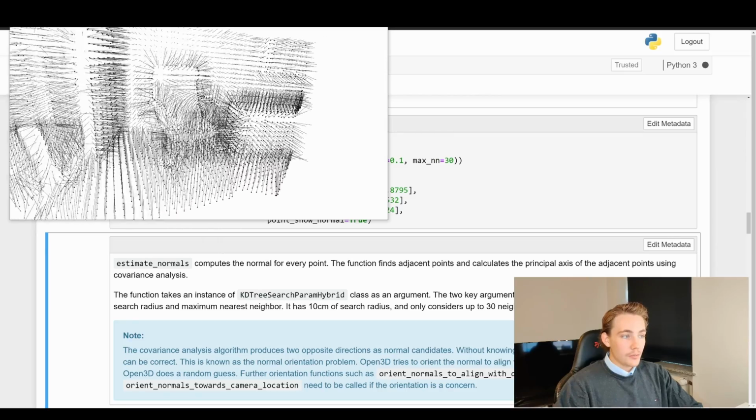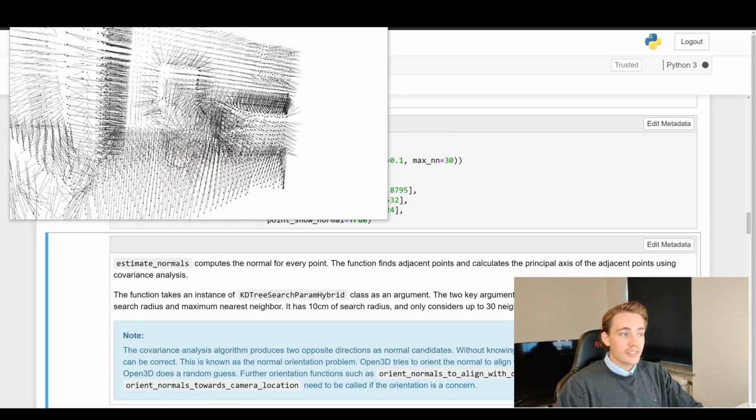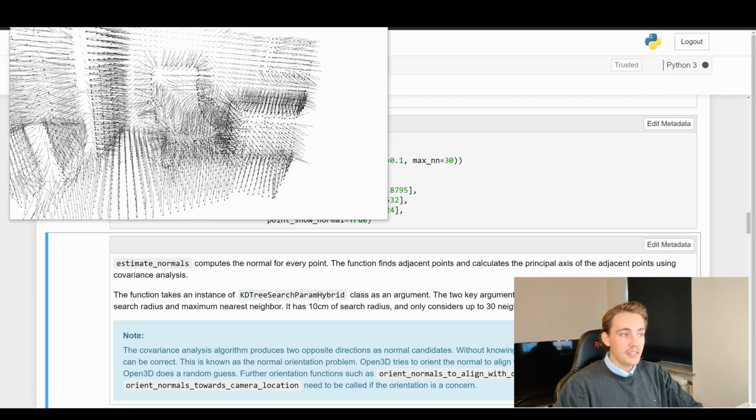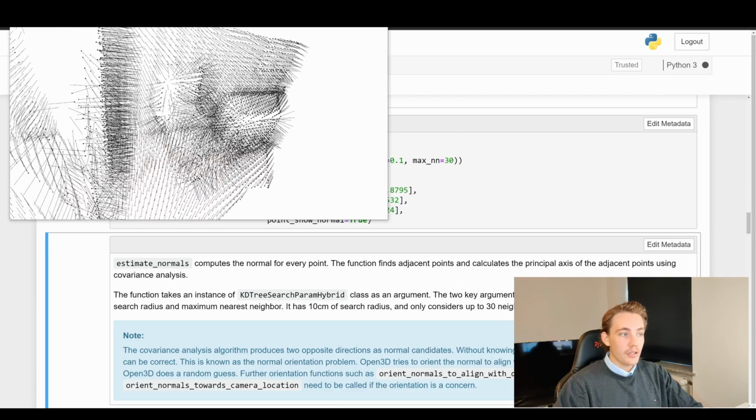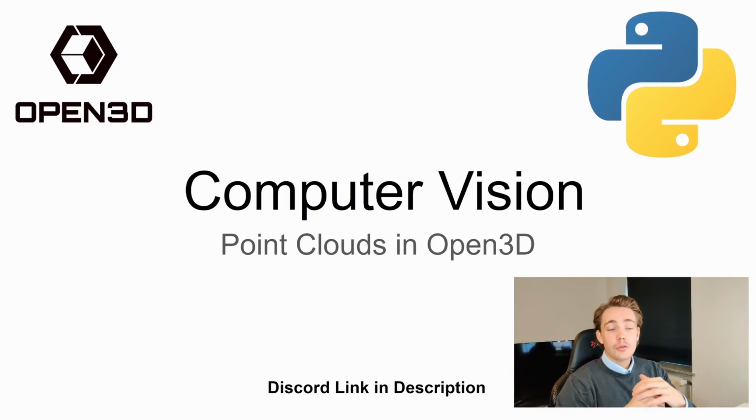We can even see here we get all these normals. So when there is a big change here in the scene, we can see the normals here are pointing out.